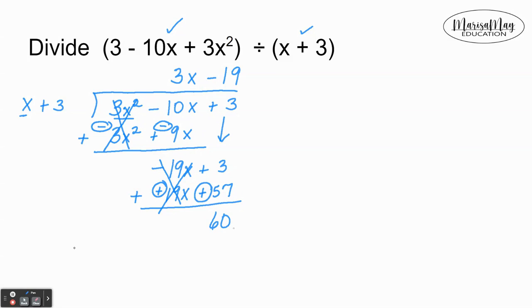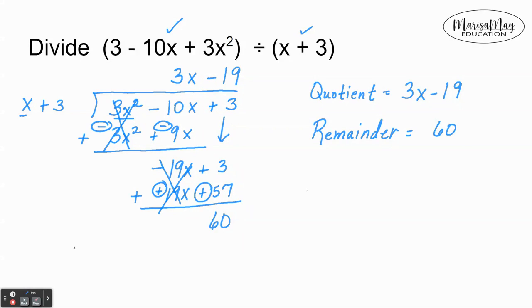All right, so let's talk about our answer, okay? So we have our quotient. Quotient is just the answer to a division problem. So our quotient is what we got on top, 3x minus 19. Our remainder is what we got left over at the bottom. That's our 60. Okay. So if I'm asked for the quotient and remainder separate, I would leave the answer like this.